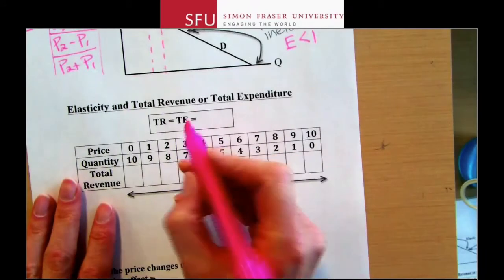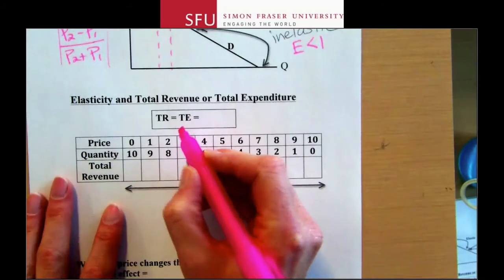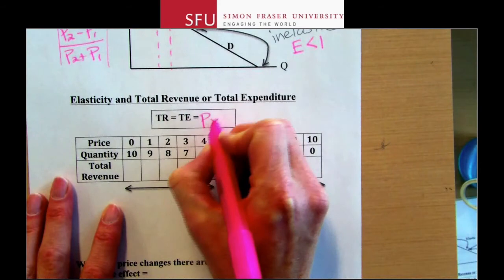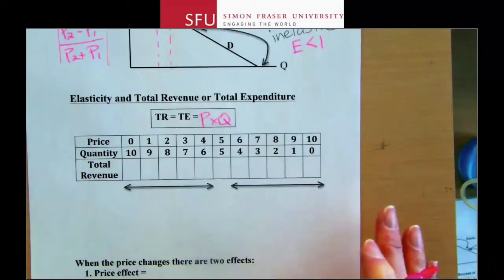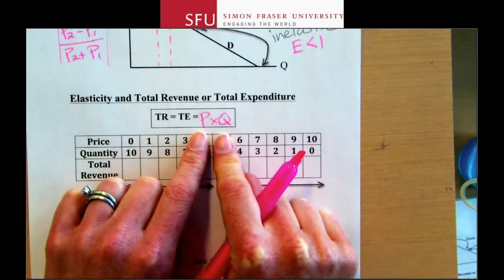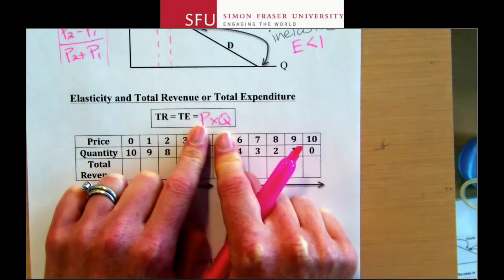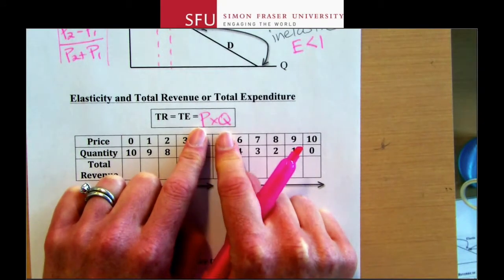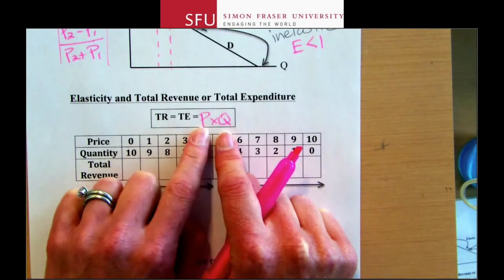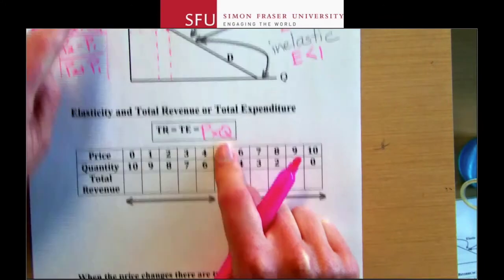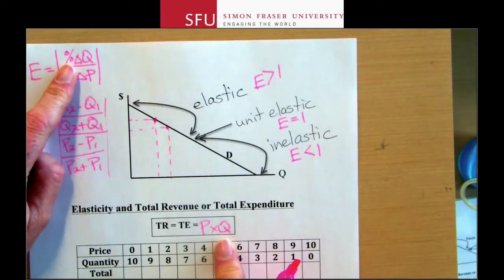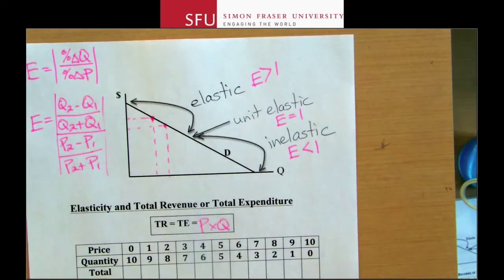All right, so total revenue is the same as the total expenditure for your consumers, which is just price times quantity. And those go in opposite directions, right? If you increase your price, you will sell less. If you decrease your price, you will sell more. And so then what happens to your total revenue depends on which variable changes more, which ties into elasticity here. And that in turn will determine whether you make more money or less money when you raise your prices or lower your prices.